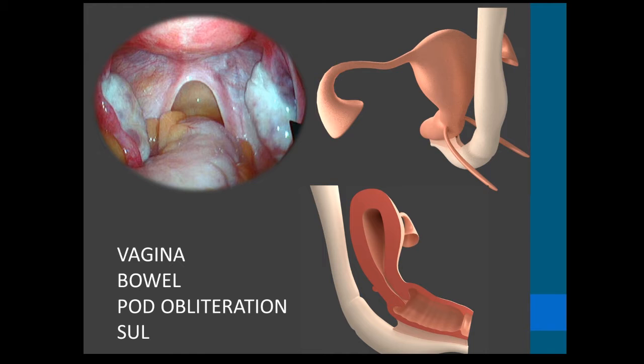So when we want to assess the pouch of Douglas, what we want to look at is the back wall of the vagina. We want to look at the bowel. We want to look at the uterosacral ligaments, and then we want to see whether there is any evidence of pouch of Douglas obliteration. Basically, pouch of Douglas obliteration is where the bowel or other structures from inside the pelvis are stuck to the posterior uterus, and in that process they obliterate the pouch of Douglas. So if this bowel here is stuck to the back of the uterus, then you can no longer see the pouch of Douglas on laparoscopy. That is defined as pouch of Douglas obliteration.